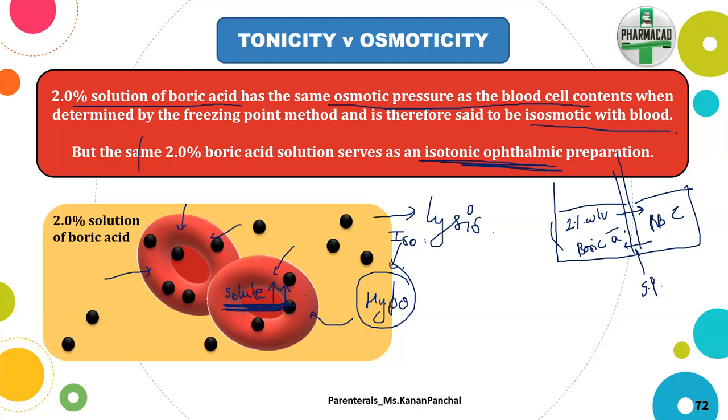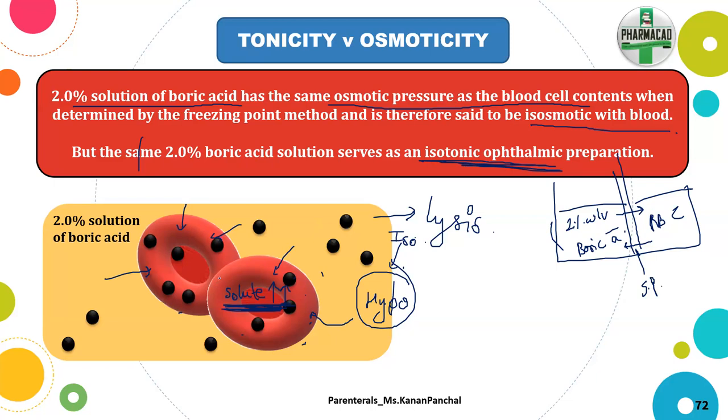Understood? This would happen in the case of boric acid. So if we say something is isoosmotic, it need not be isotonic. An isoosmotic system will only be isotonic if it's not permeating inside. Suppose this boric acid stayed outside, then it would have been isotonic only, right? Because there is no movement of water, or the net movement is going to be neutralized.